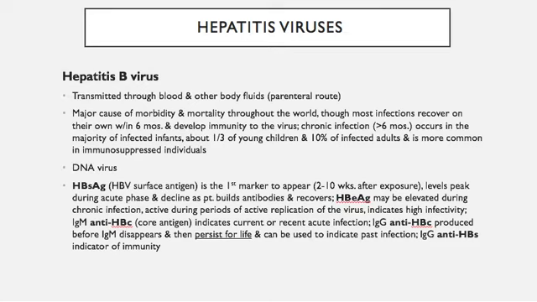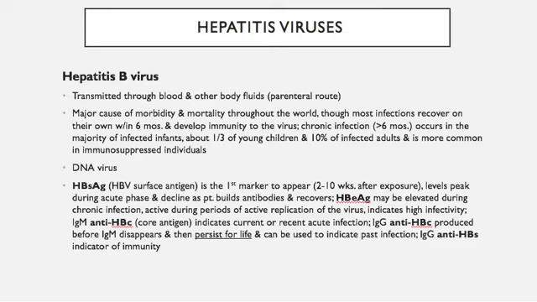Okay, hepatitis B is transmitted through blood and other body fluids. It's a major cause of morbidity and mortality throughout the world. Though most infections recover on their own within 6 months, and patients develop immunity to the virus. A chronic infection, which is defined as over 6 months, occurs in the majority of infected infants, about 1/3 of young children, and 10% of infected adults. And it's more common in immunosuppressed individuals. This one is a DNA virus.